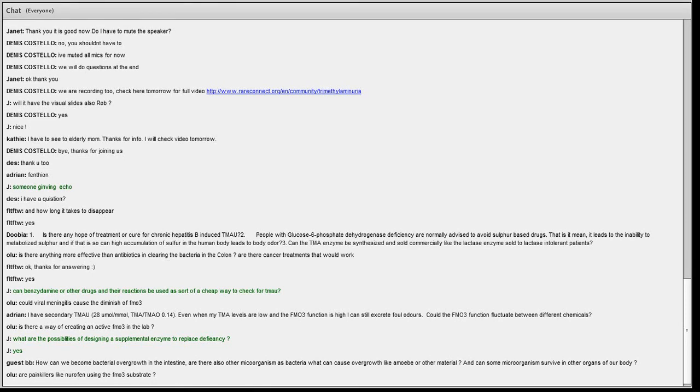And so any deficiency in glutathione will influence how you clear the drug, but it doesn't lead to a buildup of sulfur itself in the body. That was the question. Okay.